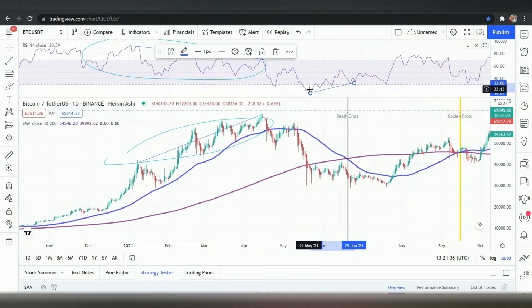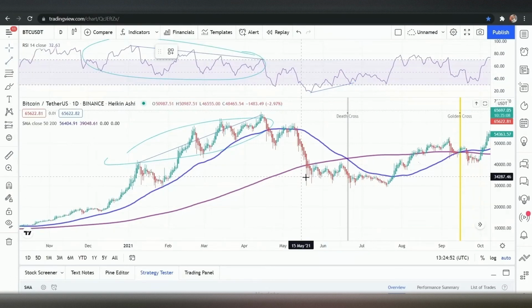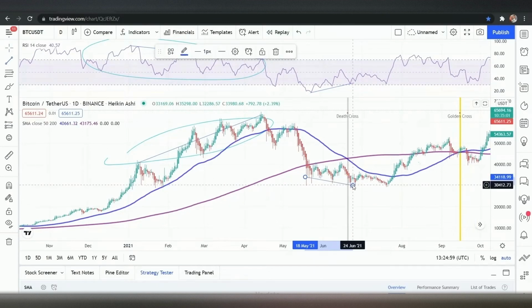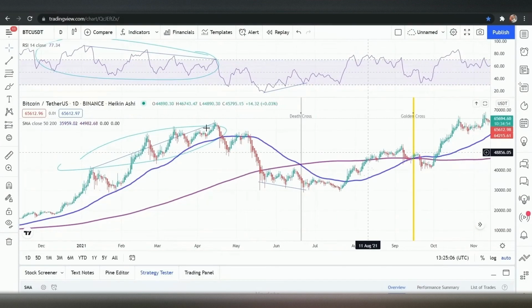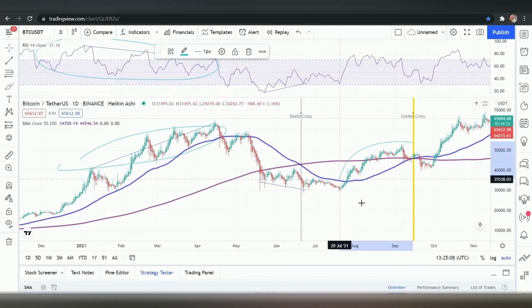When sellers try to push the price even lower, but each time the selling pressure is decreasing. At 21st May, if you open up your RSI, you'll be able to see that the selling pressure is gradually decreasing, but the price is not decreasing with it. Sorry, the selling pressure is decreasing, but the price keeps making lower lows. So here is where it really signifies to you that a trend change is about to occur. Then boom, and we get to see this bull market over here.